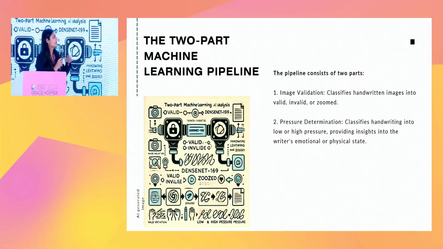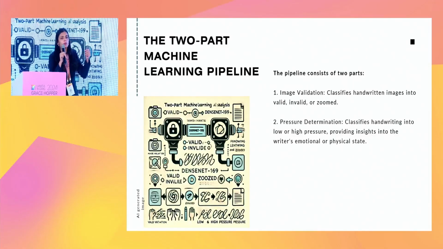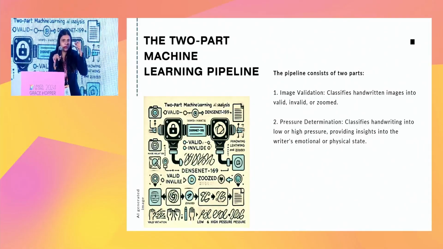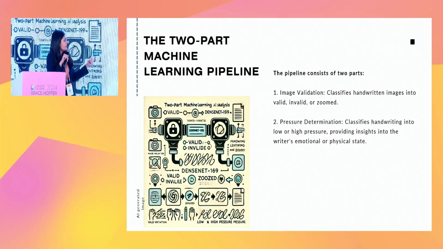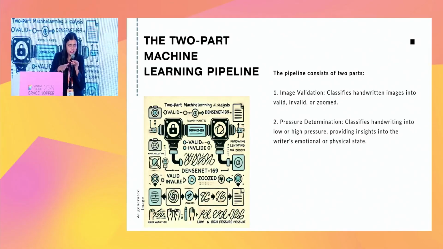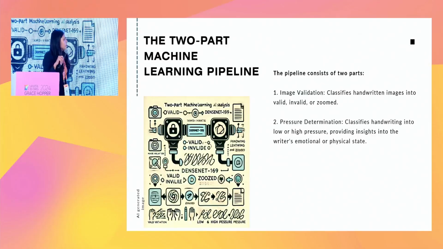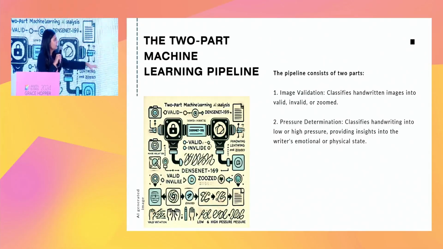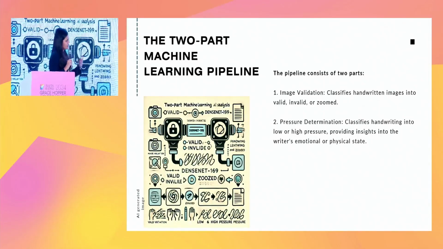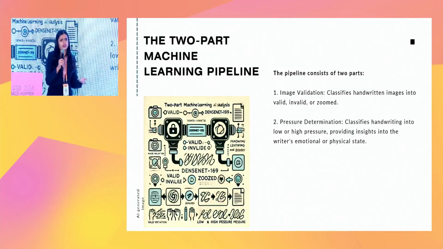Now, the other part is pressure determination. We classify handwriting into low pressure and high pressure. When you're writing, the depth of how much your pen inks on the sheet is going to determine how low pressure or high pressure your writing style is. Because I think one of the biggest factors when you're doing graphology is the pressure of the pen you're putting through. That provides insight into the writer's emotional context also.